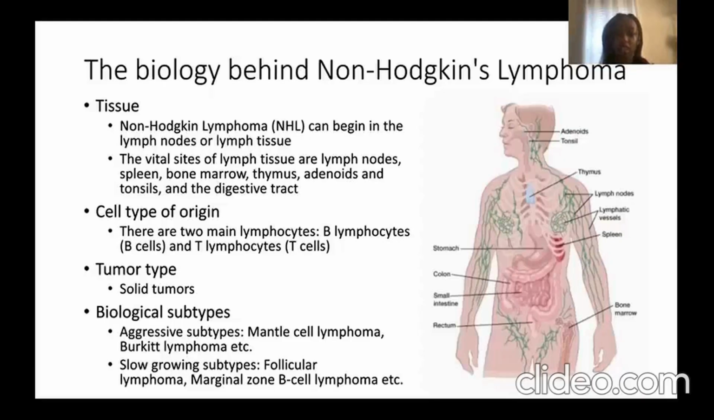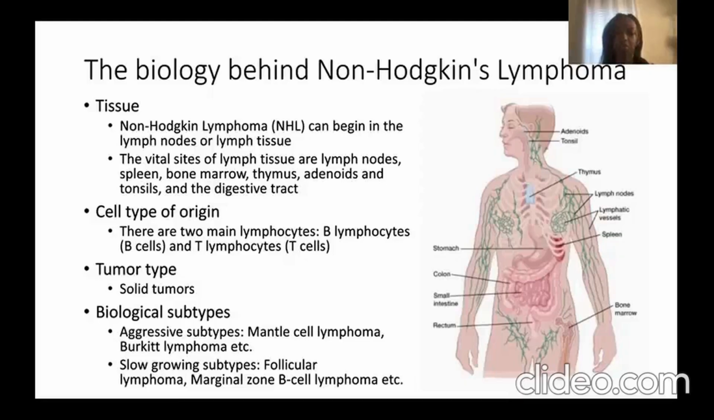The tumors found in non-Hodgkin's lymphoma are a massive and heterogeneous group of solid tumors of the lymphoid tissues. Types of non-Hodgkin's lymphoma can be grouped on whether they're an aggressive subtype or a slow-growing subtype. Aggressive lymphoma subtypes tend to spread and grow quickly and need immediate treatment. Within the United States, the most common is diffuse large B-cell lymphoma. There are also others such as mantle cell lymphoma and Burkitt lymphoma, etc.